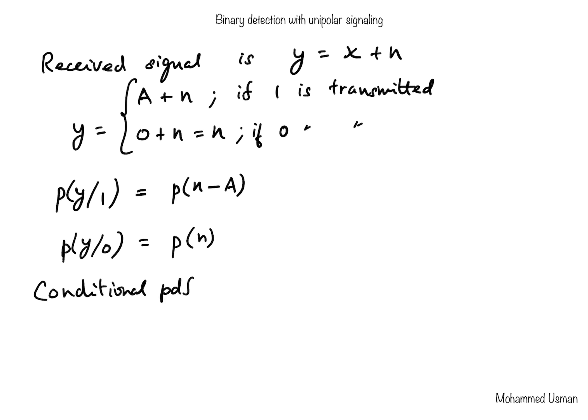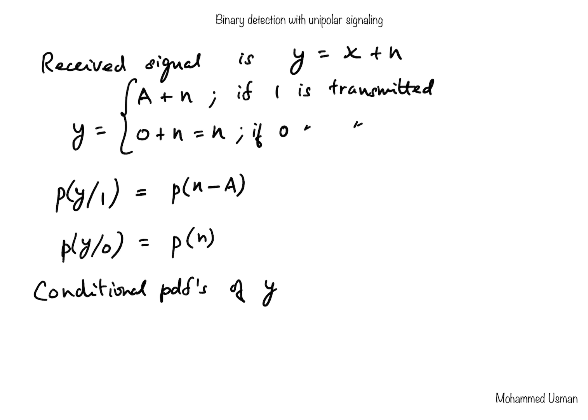Conditional probability density functions of Y when 0 is transmitted and when 1 is transmitted. So you have two different conditions, whether the transmitted bit is a 1 or a 0. Accordingly, the conditional PDF of the received signal Y would be different depending on whether 1 has been transmitted or 0 has been transmitted.